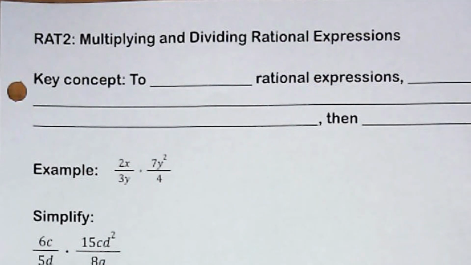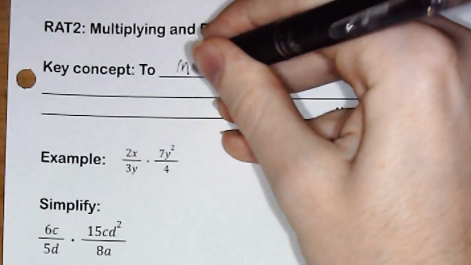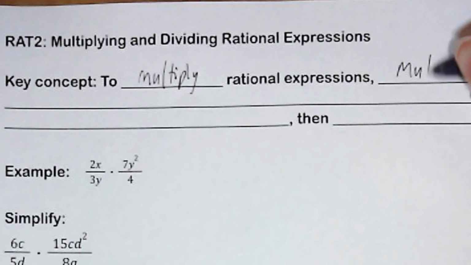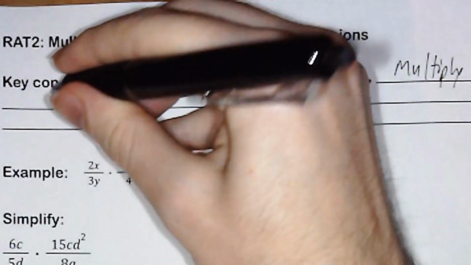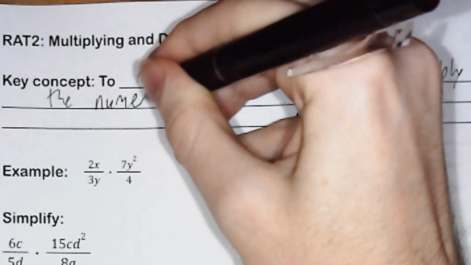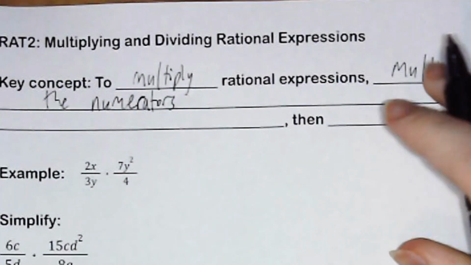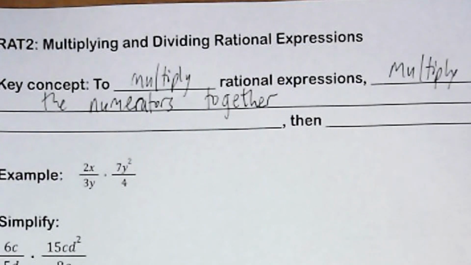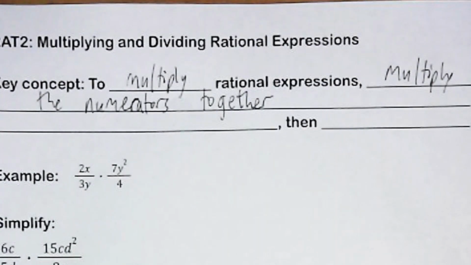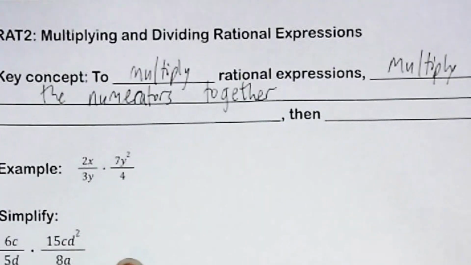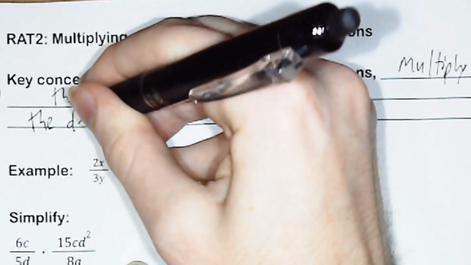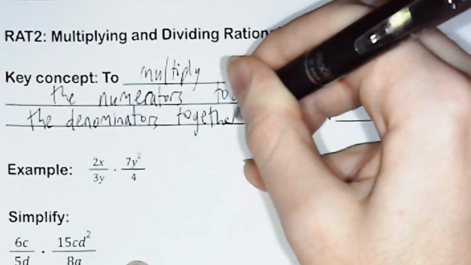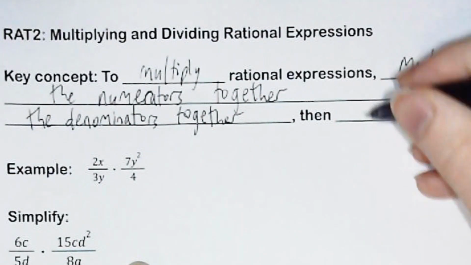So here's the key concept for this particular lesson. To multiply rational expressions, multiply the numerators together, so you multiply the numerators together and the denominators together. Then reduce.